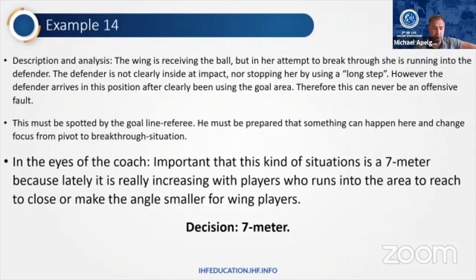And also, if this kind of use of the goal area is repeated, it should also be punished. This has been used a lot tactically lately. I think a lot of players run inside the area like this to close the angle, not only to try to get an offensive foul, but also to make the angle smaller. So it's very important that we improve on that as referees, because if it's good to defend like this, then me as a coach and all the other coaches will say, run inside the area a little bit, because then you can close the angle better. So it's important we take that away.